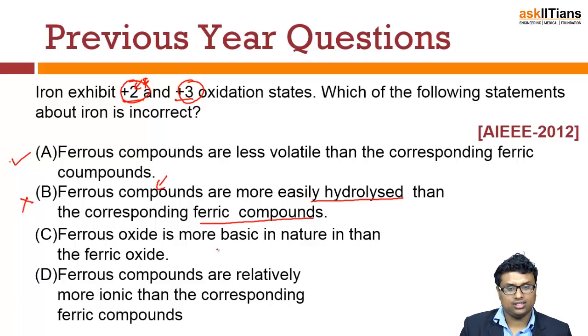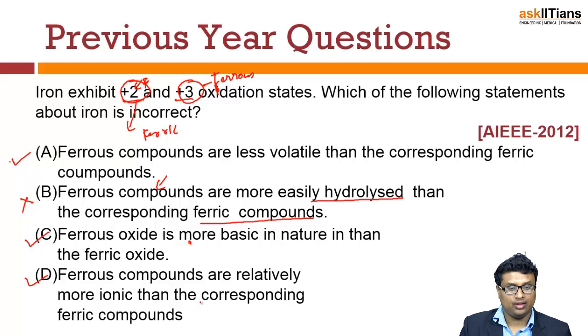Next, ferrous oxide is more basic in nature. Absolutely correct, right? Since you know that higher is the oxidation state, remember, +3 ferric, +2 ferrous. So you know already that higher is the oxidation state, more is the basic nature. This is also correct.